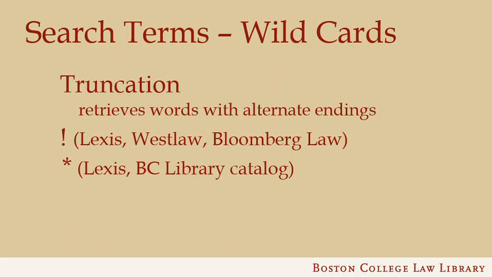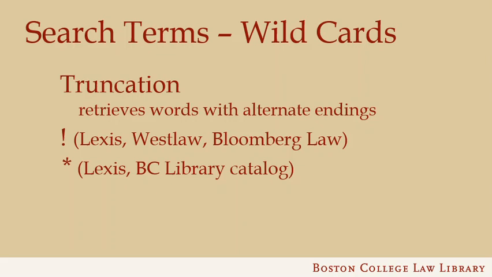Lexis, Westlaw, and Bloomberg Law all recognize the exclamation point as the truncation character. This character includes in your search all the terms that begin with a string to the left of the exclamation point, whether or not there are additional characters after the exclamation point. Not all search engines use the exclamation point as the truncation character. For example, our library catalog recognizes the asterisk as a truncation wildcard, as does Lexis some of the time. Also in Bloomberg Law, you can put an exclamation point in the middle of the word.